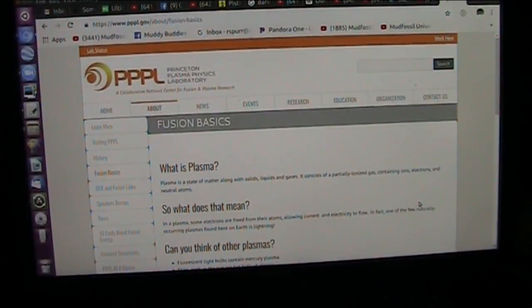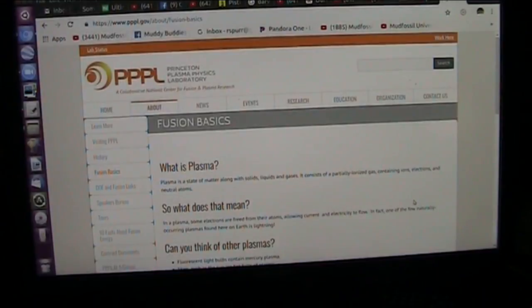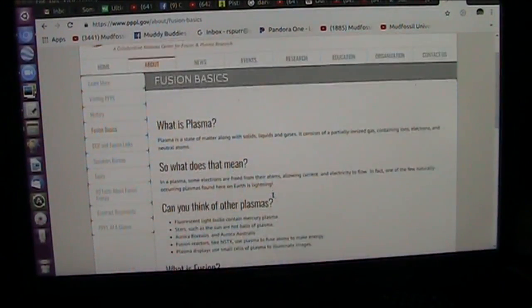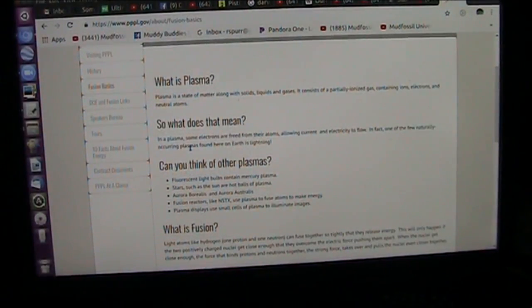All right, now don't forget, I'm claiming that we might be able to create plasma with the Venturi as a static device. No additional input whatsoever. Just bolt it down, shoot the stuff through it, and it will come out plasma. It's what I've seen in our experiments. So, what is plasma? A state of matter along with solid, liquid, gas. It consists of a partially ionized gas containing ions, electrons, and neutral atoms. That is being crushed through the Venturi.